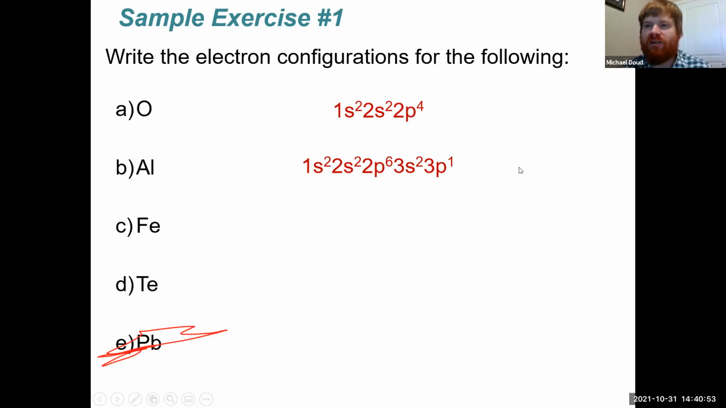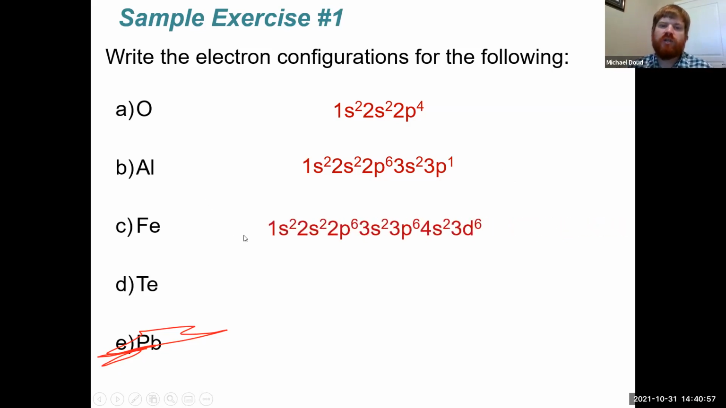Okay, next up we got iron. Now iron's a big one, right? There's a lot of electrons there. So we start out just the same as we were doing before: 1s2, 2s2, 2p6, 3s2. Now we fill up the 3p with 6 electrons. Then we have 2 more electrons into the 4s. And then finally 6 electrons fit in the 3d. Remember, those d sublevels can fit 10 total electrons.